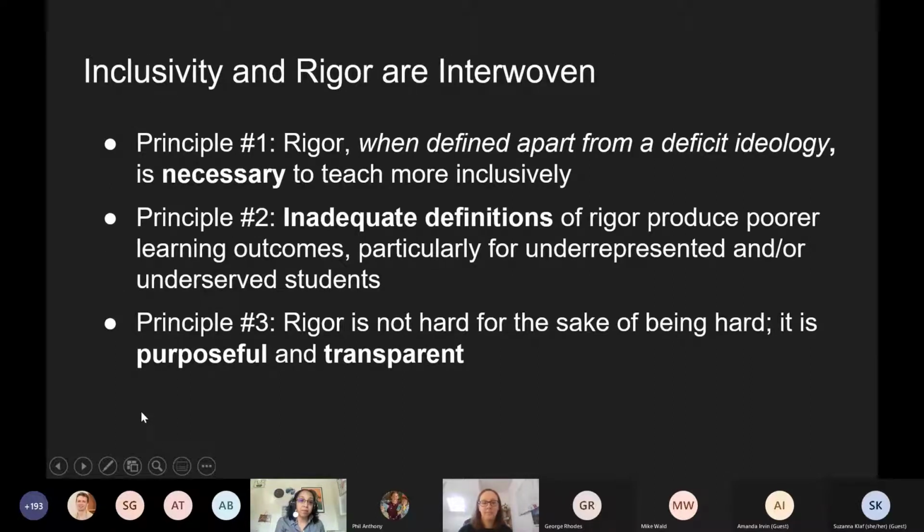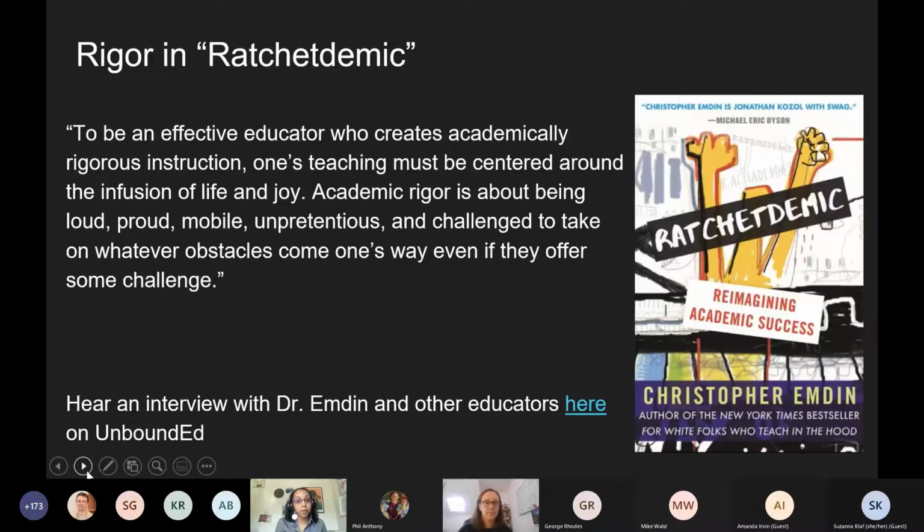And so we've come up with these 3 principles, and we will include an article at the end of today in order to show some of the expanded definitions of our thinking from this. But what we argue is that principle 1, rigor when defined apart from a deficit ideology, is necessary to teach more inclusively. We need to come to terms with the fact that inadequate definitions of rigor produce poorer learning outcomes, particularly for our underrepresented and underserved students. And then finally, rigor is not hard for the sake of being hard, it is purposeful and transparent.